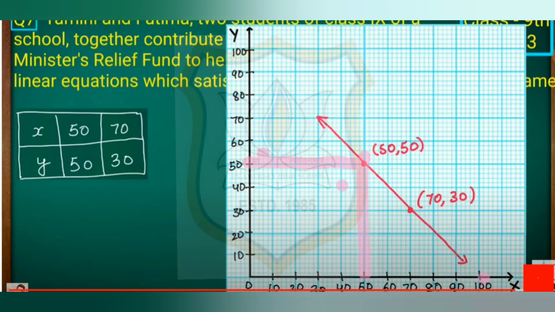Second, we have to put x equals 70 and y equals 30. Here is x equals 70. So this is x equals 70 and y equals 30. Here we get both the points. Now we have to join these two points and we get a line.